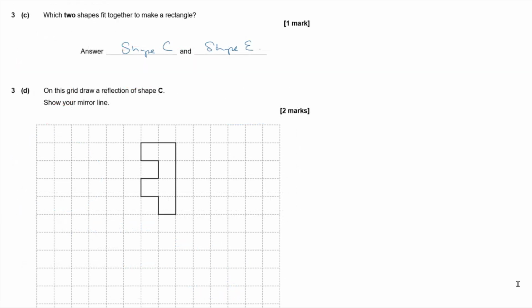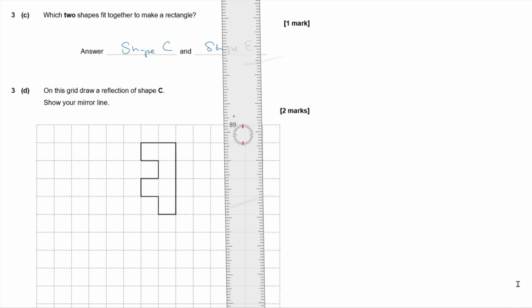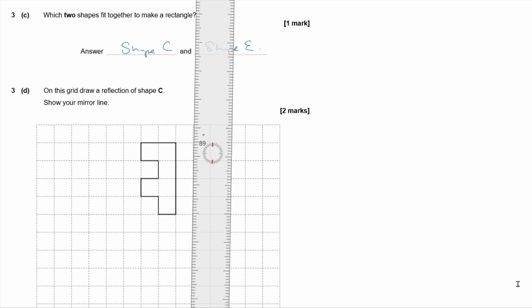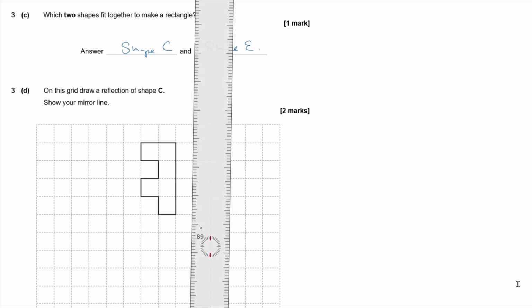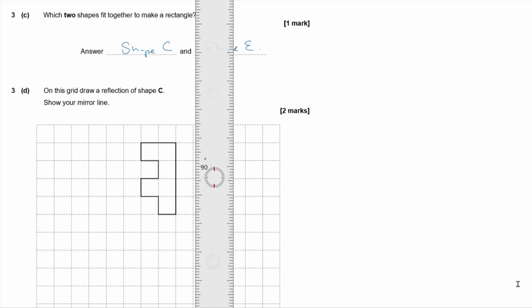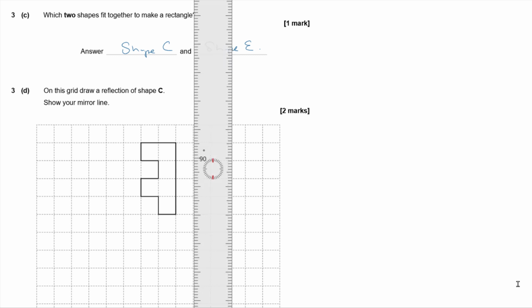And then part D says, on the grid, draw a reflection of shape C. Show your mirror line. So let's just draw the mirror line in first. I think I'm going to draw it, I could reflect it downwards. Got plenty of space and can go in any direction I want. I think I'm going to go this way though.